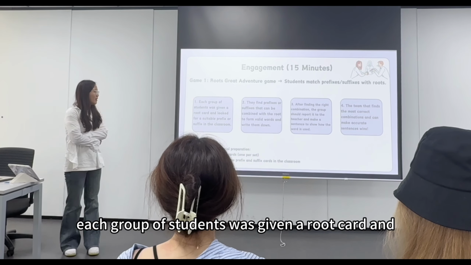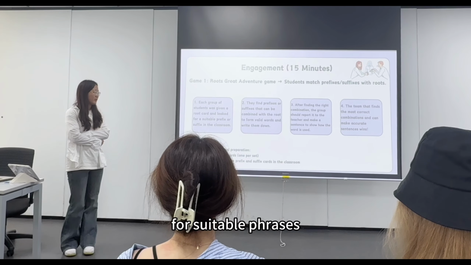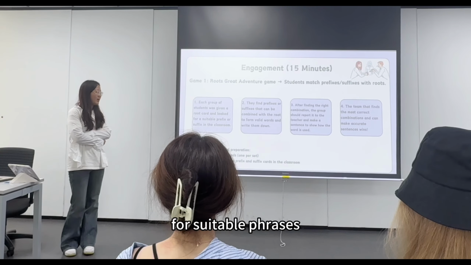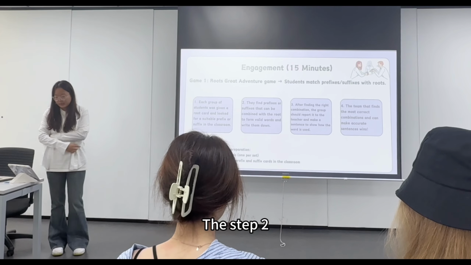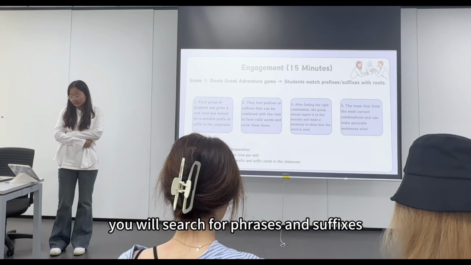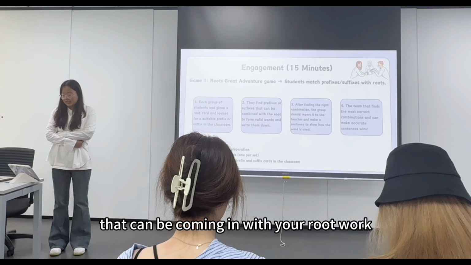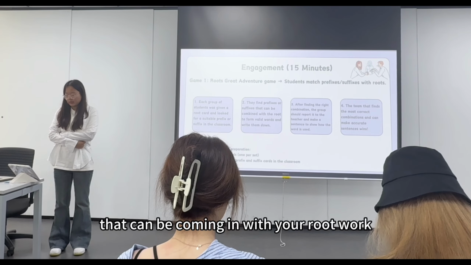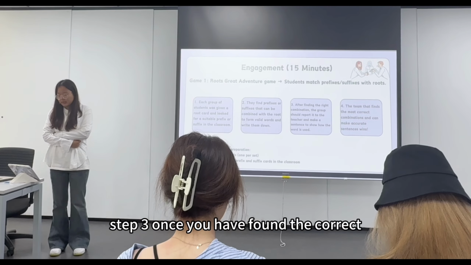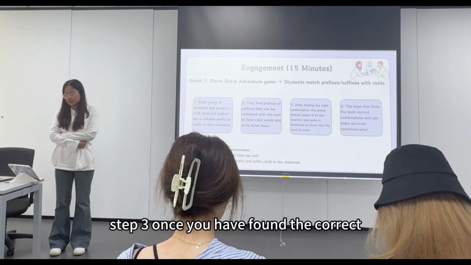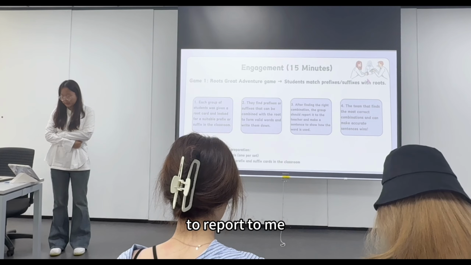Each group will be given a root card and look for suitable prefixes or suffixes in the classroom. Step 2. You will search for prefixes and suffixes that can be combined with your root word. Write down the words you create. Step 3. Once you have found the correct combinations, send a representative to report to me.